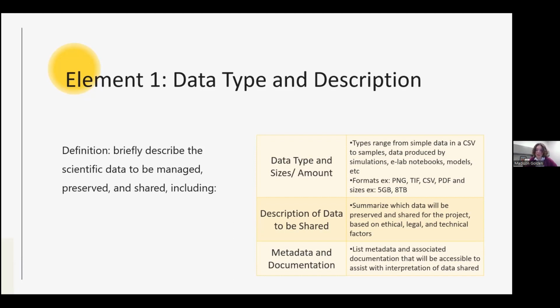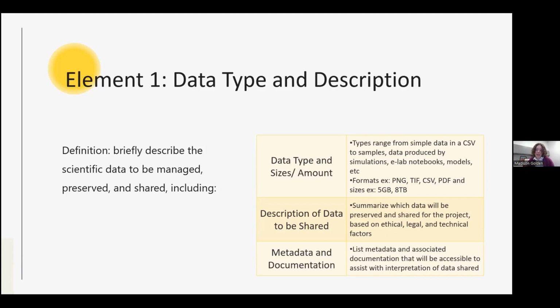Description of data to be shared is summarizing which data will be preserved and shared for the project. That's not always applicable if you're not required to share, if you're not required to make one of these plans. But we usually advise that to be whatever researchers consider would be the most helpful for a future researcher in continuing that line of work. It might also be based on ethical, legal, or technical factors, such as if you fall under the HIPAA regulations, for example, that will dictate what you can and cannot share.